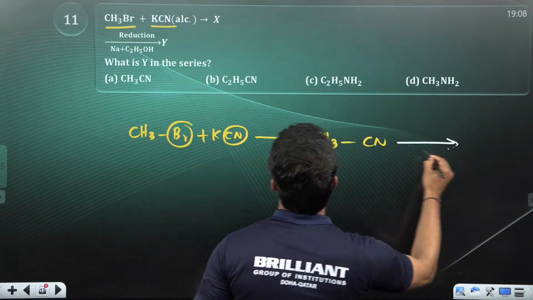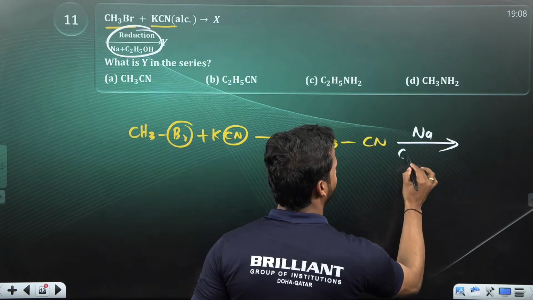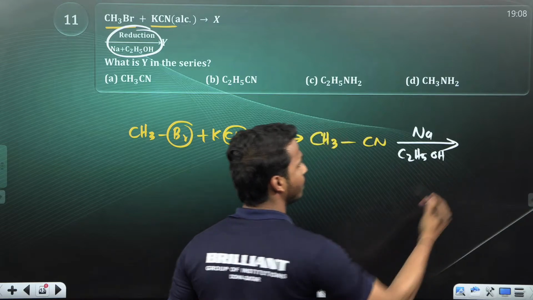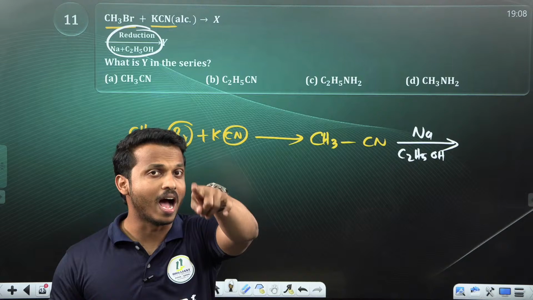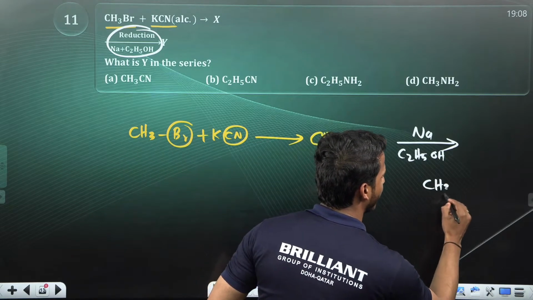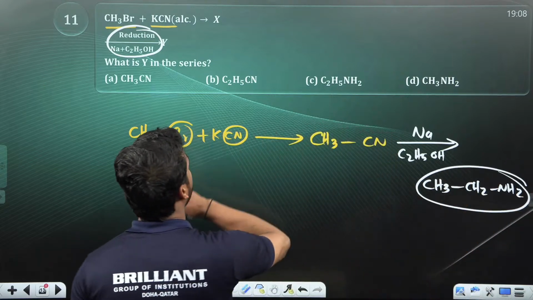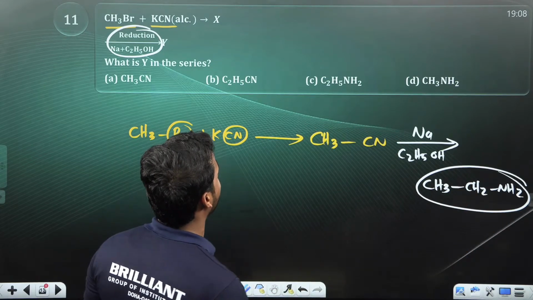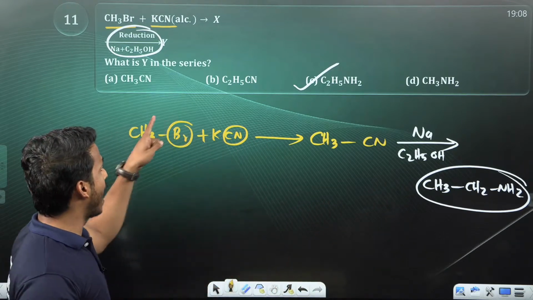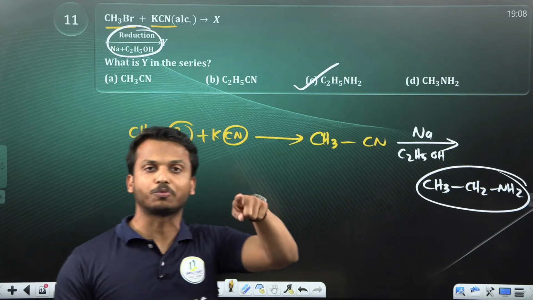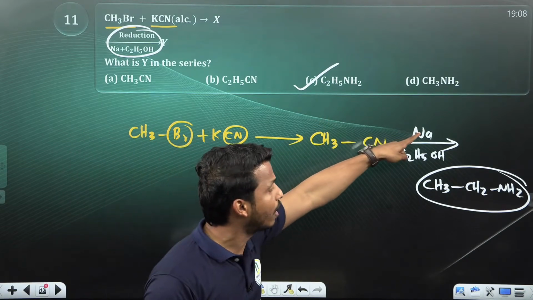This, in the second step, undergoes reduction with sodium and ethanol. You know that cyanide on reduction gives amines, right? Primary amine, you will get CH3CH2NH2, that is nothing but ethylamine, C2H5NH2, the answer. So the reactions here: haloalkane undergoes nucleophilic substitution with KCN, we get methyl cyanide, and then reduction.